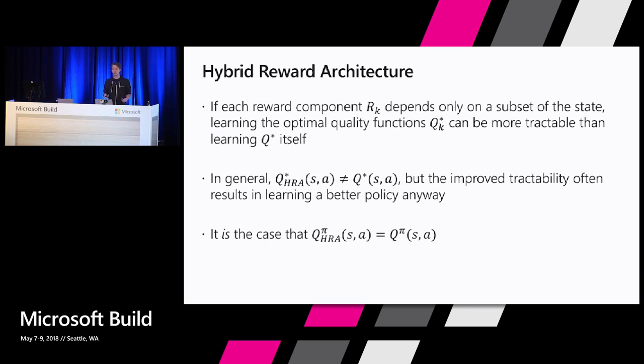Now, why does this help? Well, basically, if you've simplified the problem at all with this decomposition, if each reward component depends on a smaller amount of the state space, or maybe it depends on the state space in a simpler way, maybe a linear way as opposed to a nonlinear way, et cetera, then each Q component function can be easier to learn.